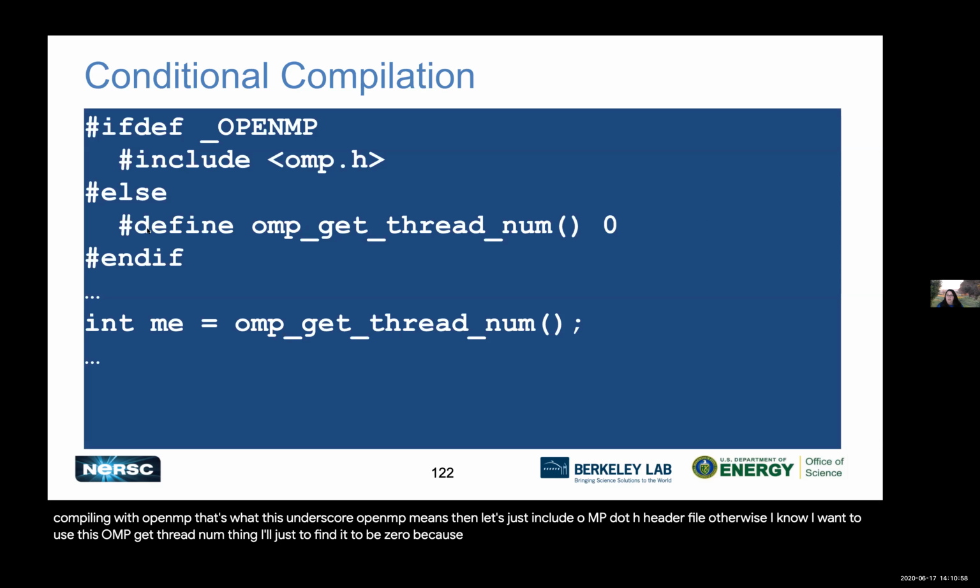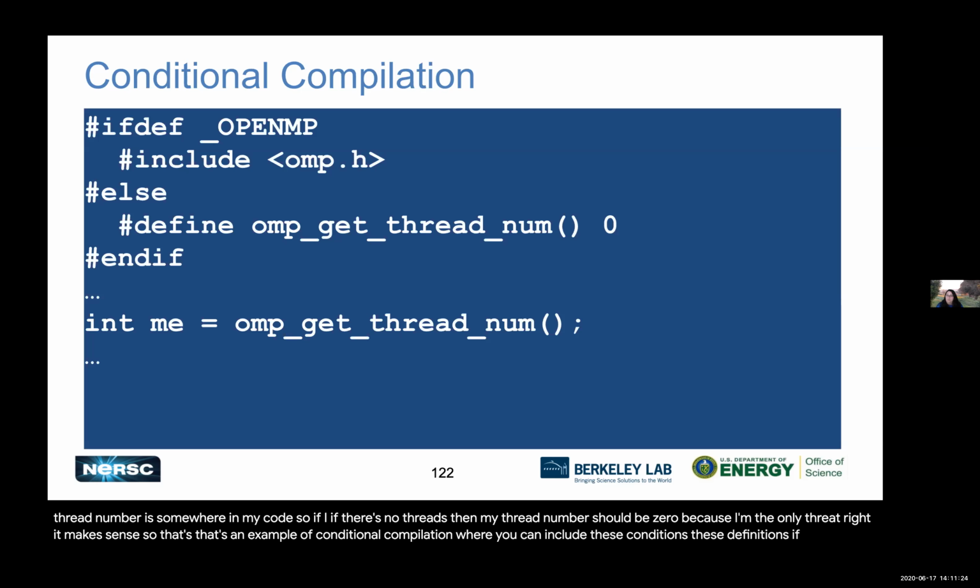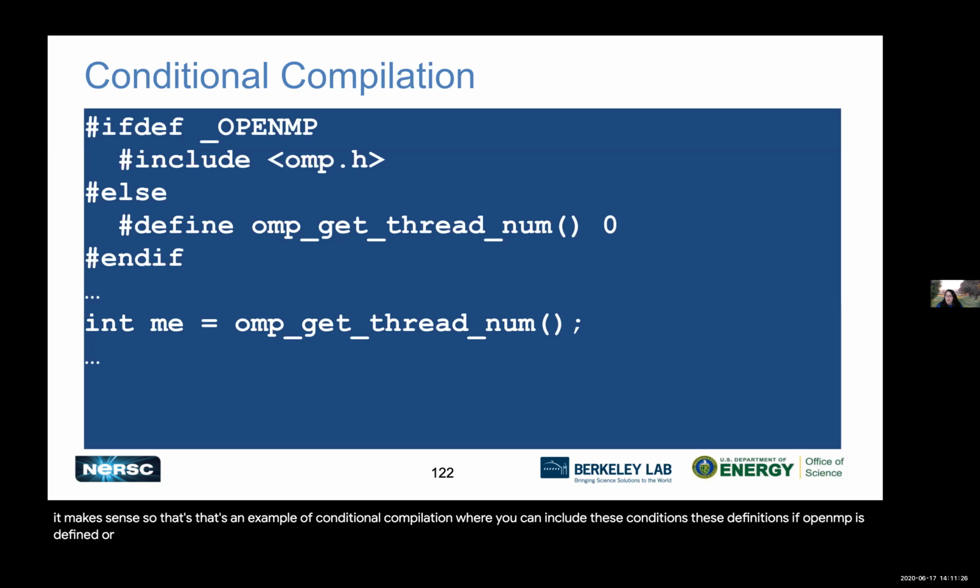Because that way I can use it, because somehow I need to know what my thread number is somewhere in my code. So if there's no threads, then my thread number should be 0 because I'm the only thread, right? That makes sense. So that's an example of conditional compilation where you can include these definitions if OpenMP is defined or undefined.